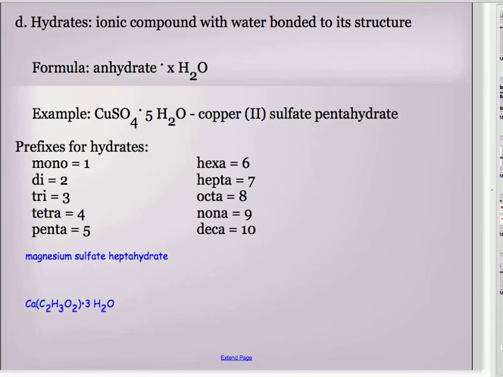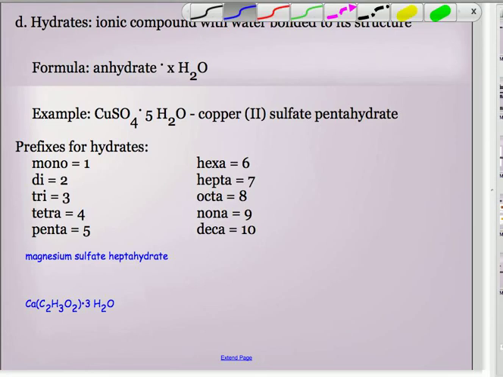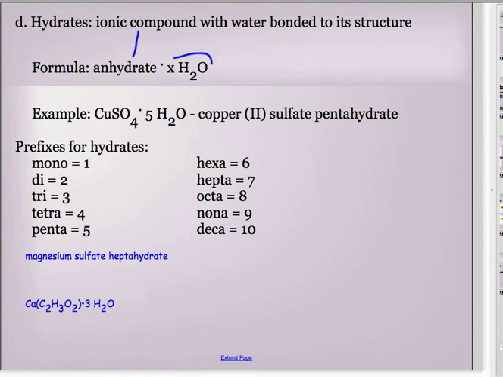So what you have is the anhydrate, and that is your normal ionic compound. Basically, these two things are the same, and the only thing that's different is you have this water on the end. This is a very common example. It's the most common example of a hydrate.